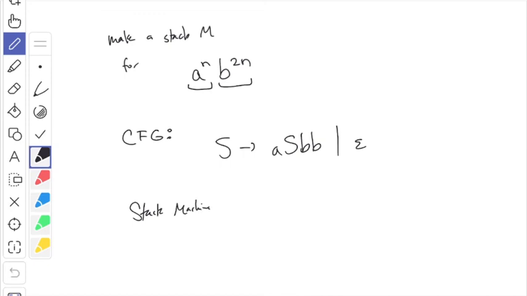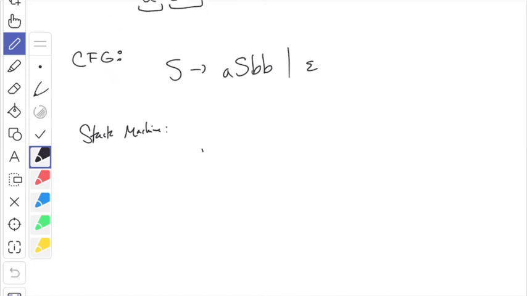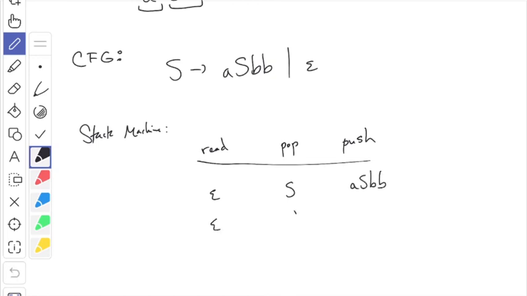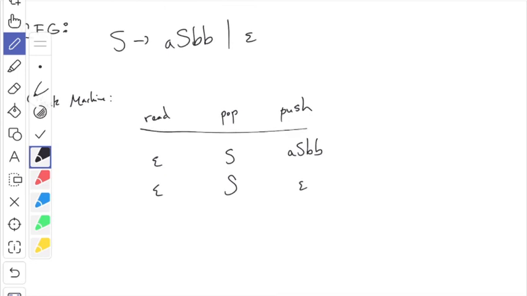And this you have to remember the sort of strategy, or it's not much of a strategy, you just have to remember how to write this thing. So I go read, pop, push. And the way to do it is every grammar production becomes an epsilon transition. Epsilon S, A, S, B, B. Epsilon S, epsilon. So anything like X goes to Y becomes epsilon X, Y, right?